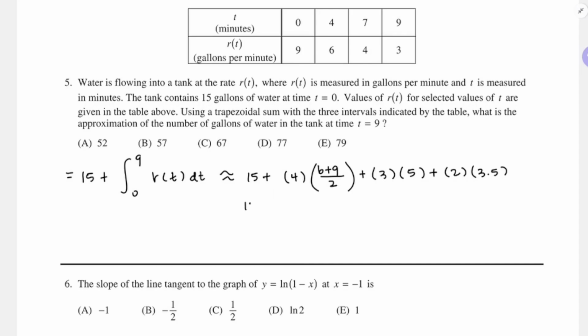Now, that's going to be 15 plus, I'll deal with that thing later, that's another 15. 2 times 3.5 is going to be 7. Okay, now what we're going to have to do is maybe do a little bit of simplification. Well, I could multiply the 4 and the 1/2 together and say that's 2 times 6 plus 9, which is 15. Okay, so I've got 2 times 15 is 30. 2 more 15s is another 30. That's 67.